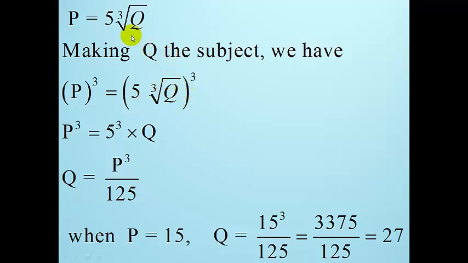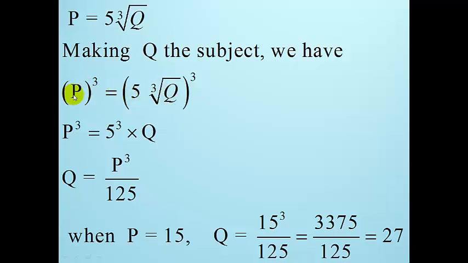Why are we doing that? Because of the cube root of q. We are making q the subject, and q is under the cube root. That means that before we can eliminate the cube root, we have to raise the term to an exponent 3. Now on the left hand side, we have P cube is equal to, on the right hand side, 5 times the cube root of q, all raised to the power 3. This exponent 3 is affecting both 5 and the cube root of q.